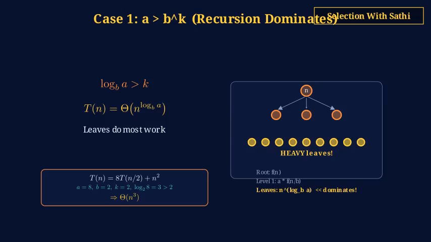For example, T(n) = 8 T(n/2) + n². Here a is 8, b is 2, k is 2. b^k is 4. Since 8 is greater than 4, this is case 1. The answer is Θ(n^(log base 2 of 8)), which is Θ(n³). Another quick example, T(n) = 9 T(n/3) + n. a is 9, b is 3, k is 1. 9 is greater than 3. Case 1 gives Θ(n²).